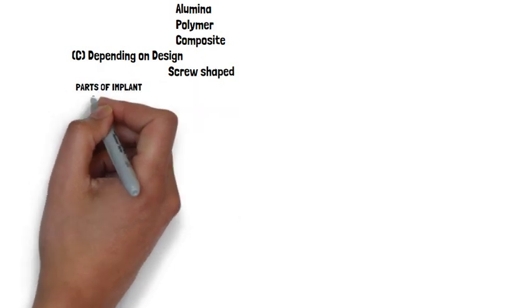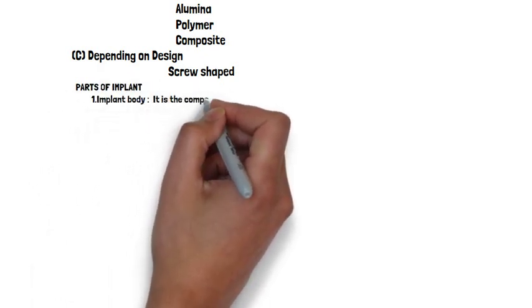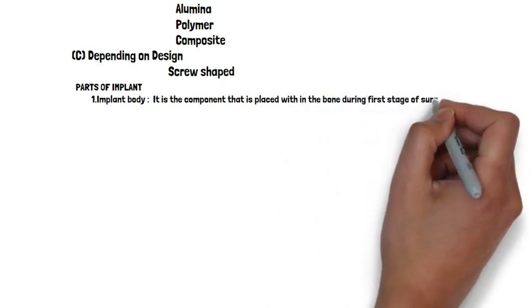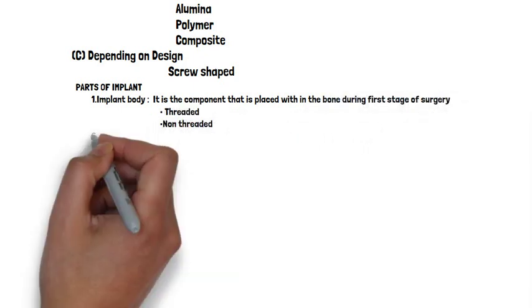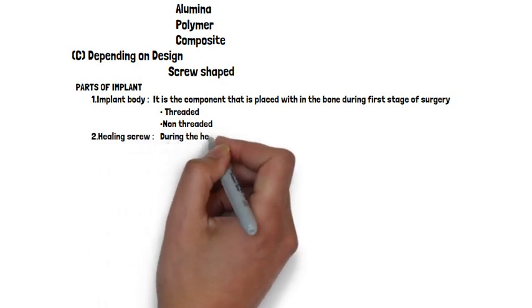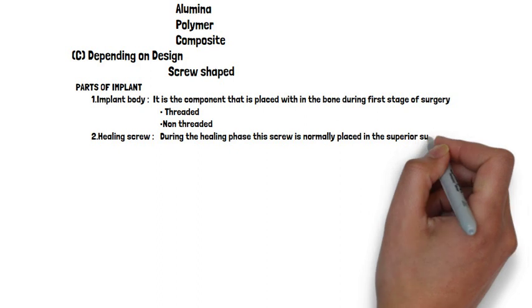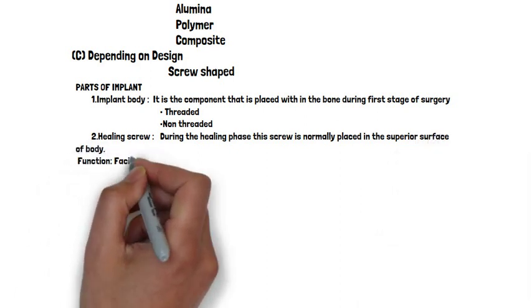Parts of implant. 1. Implant body. It is the component that is placed within the bone during the first stage of surgery. Threaded, non-threaded. 2. Healing screw. During the healing phase this screw is normally placed in the superior surface of the body. Function: facilitates the suturing of soft tissues.